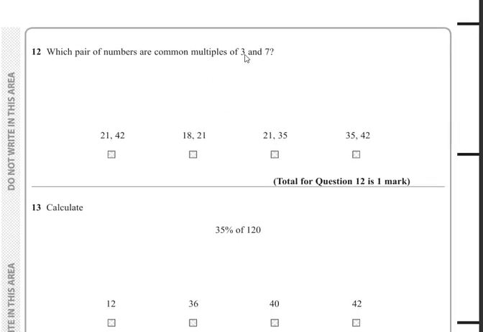So what are the common multiples of 3 and 7? Okay, here's the thing. That means that both of these numbers will be in times table 3 and in times table 7. Now, 18 is 3 times 6, but 7 times what gives us 18? Nothing. That means this is not the answer.